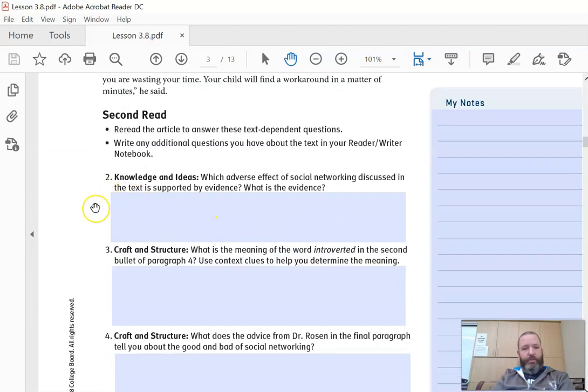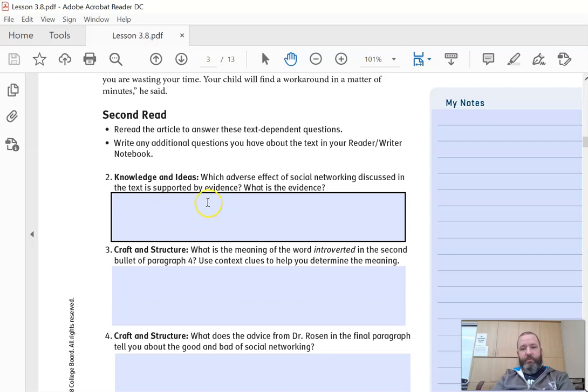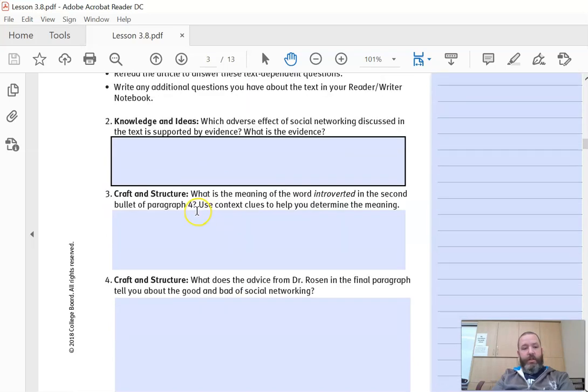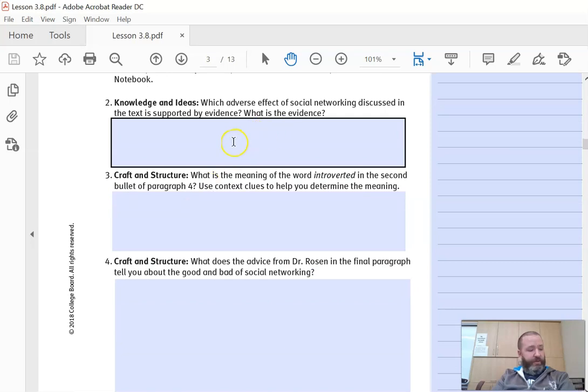After you read the article, number 2, which adverse effect of social networking discussed in the text is supported by evidence? So what is the evidence? What is one of the adverse, meaning negative or bad, effects of social networking? So which one is supported by evidence? And what is that evidence?